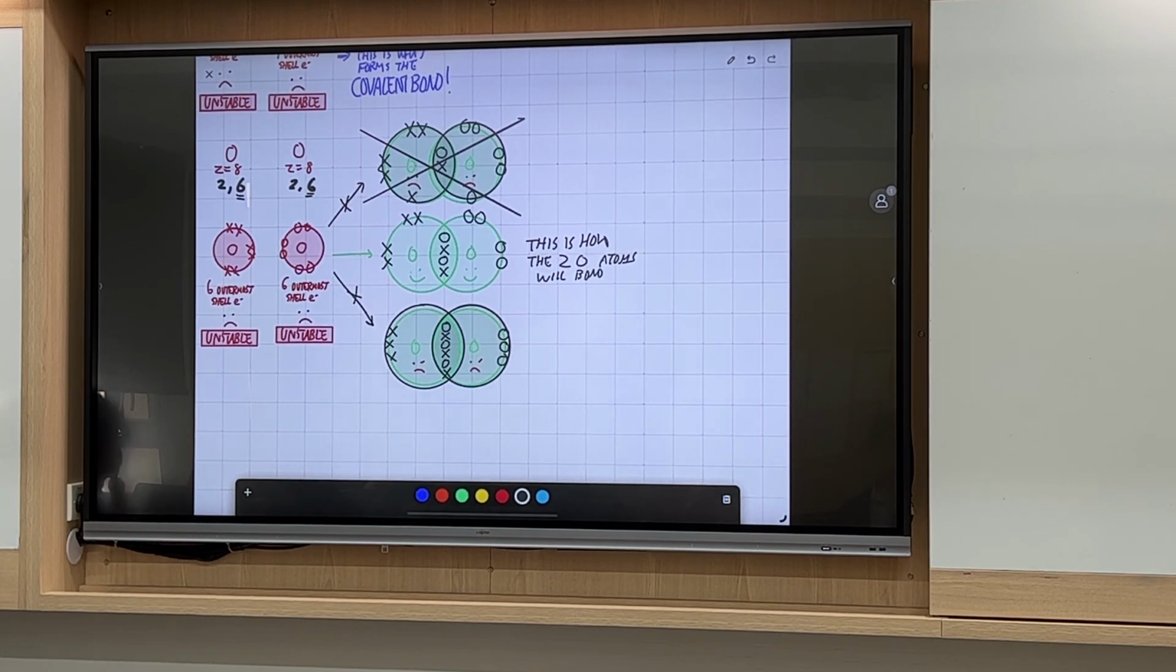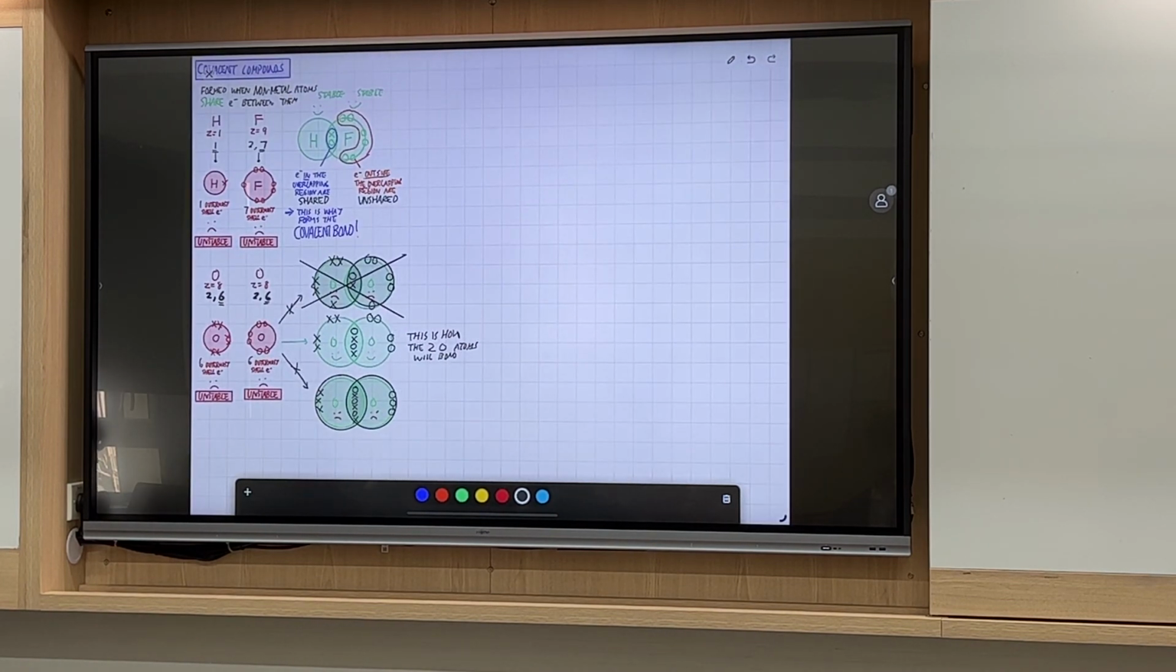For drawing a covalent bond, you can just show the outermost shell, correct? Yes, so a very, very good spot.